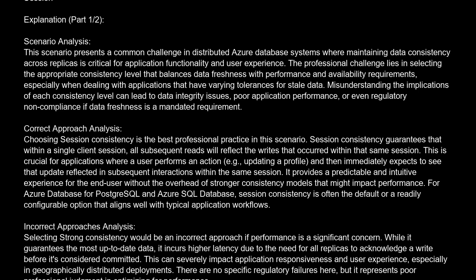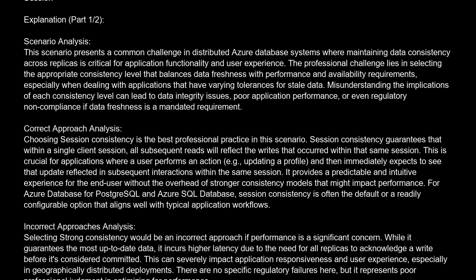Incorrect approaches analysis. Selecting strong consistency would be an incorrect approach if performance is a significant concern. While it guarantees the most up-to-date data, it incurs higher latency due to the need for all replicas to acknowledge a write before it's considered committed. This can severely impact application responsiveness and user experience, especially in geographically distributed deployments. There are no specific regulatory failures here, but it represents poor professional judgment in optimizing for performance.